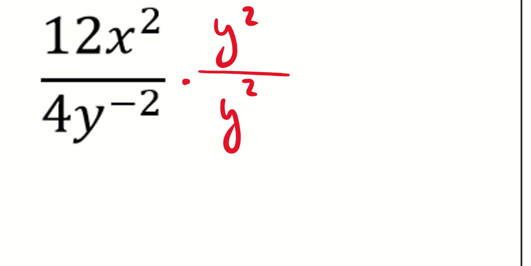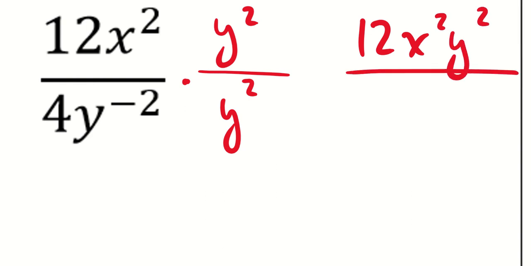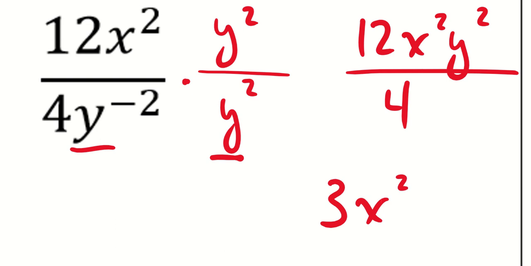So in my numerator, I have 12 x squared y to the 2nd, and in my denominator I just have 4 times 1, right? Because y to the negative 2nd times y to the 2nd is y to the 0, which equals 1. So I'm just left with the number 4. 12 divided by 4 is 3, so it looks like my answer is going to be 3 times x squared times y to the 2nd power.